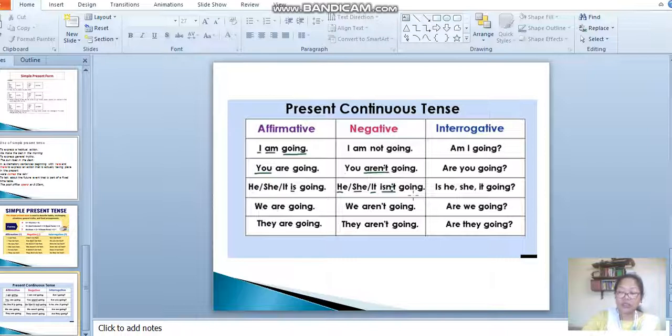We also use it for an action which is in progress but may not be going on at the time of speaking. The action is happening, it is in progress. We are taking physical exercises nowadays. That means the action is going on, but it may not be happening at the time when we are speaking. I am going to learn dancing these days. So in this kind of sentence also we use present continuous tense.